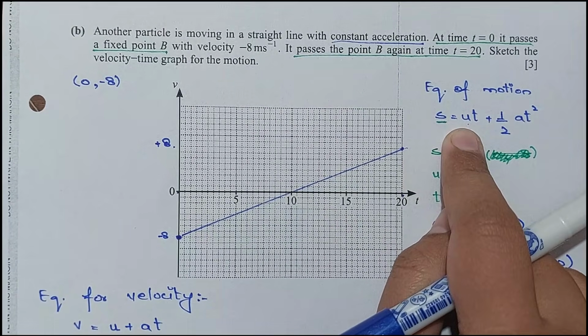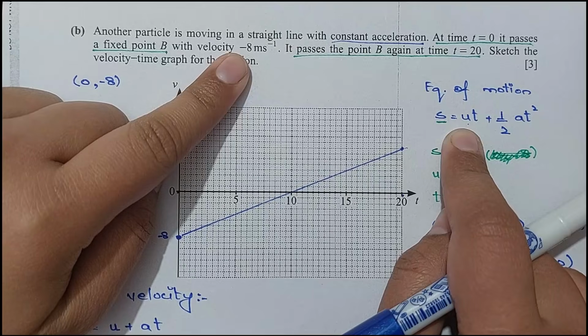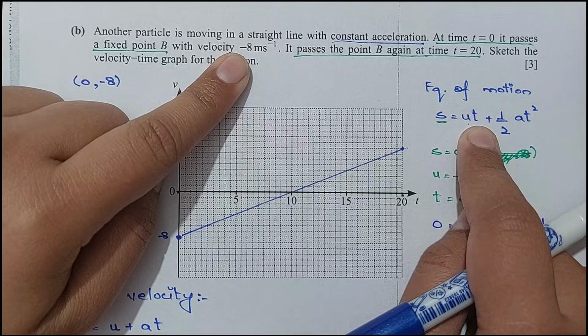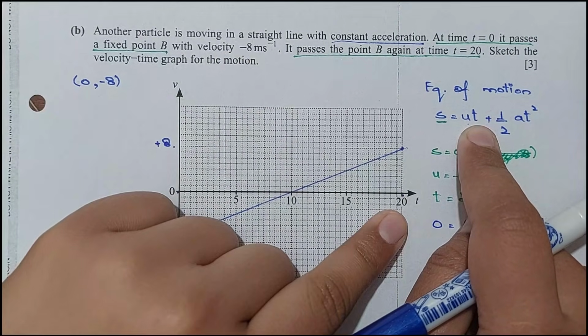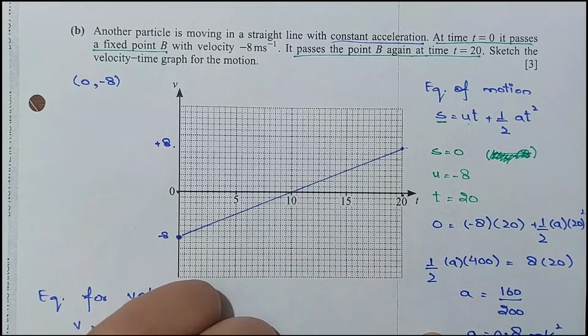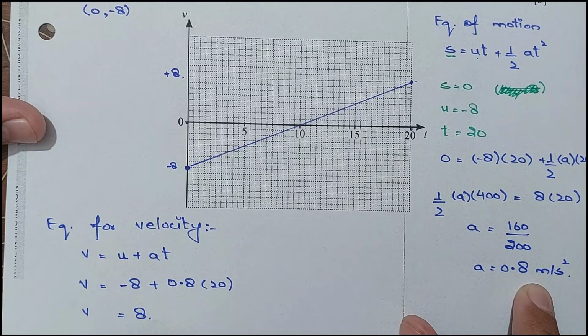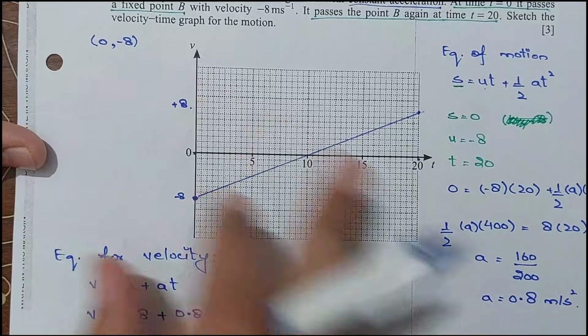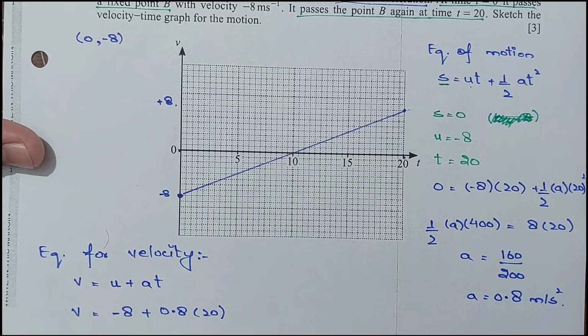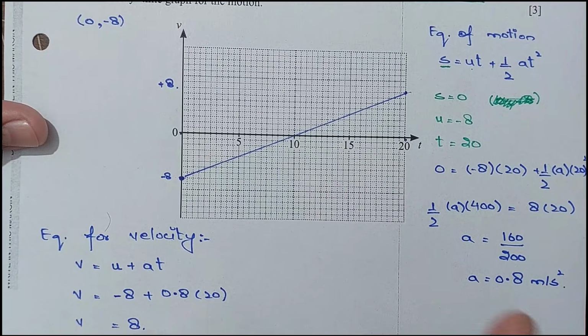U is the initial velocity, and we know the initial velocity is negative 8. T is the time at 20 seconds, right? So we have to work for the acceleration at 20 seconds. So this would be the acceleration. Now the next thing is we have to find the velocity, because it is a velocity time graph, not the acceleration graph. So use the equation of velocity when we have initial velocity, acceleration, and the time, and solve for the velocity.